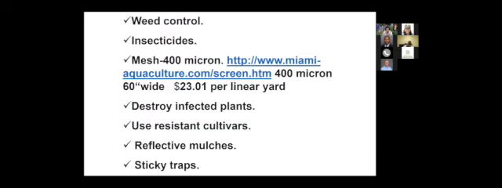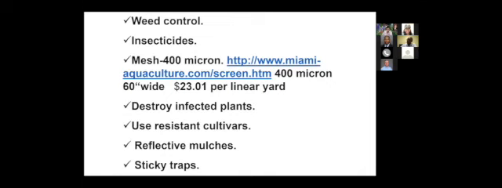Weed control, insecticides. The problem with insecticides is that some thrips have developed resistance to some of our more common insecticides. This mesh, which is so fine that water will hardly go through it, will exclude a lot of insects, but it's also so fine that a lot of people don't use it because it takes a lot of cleaning or replacement to keep it from clogging up.